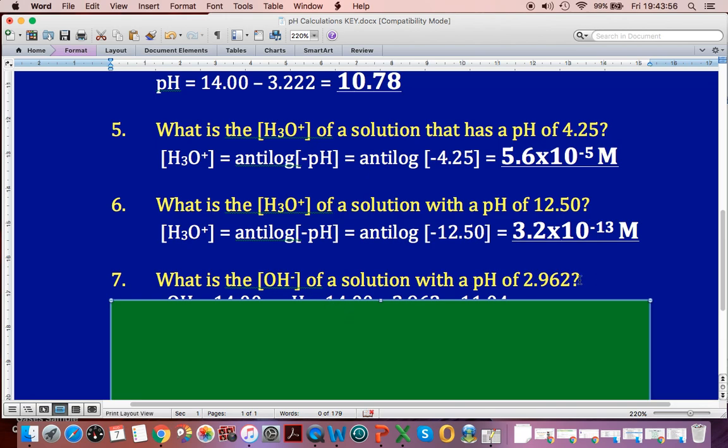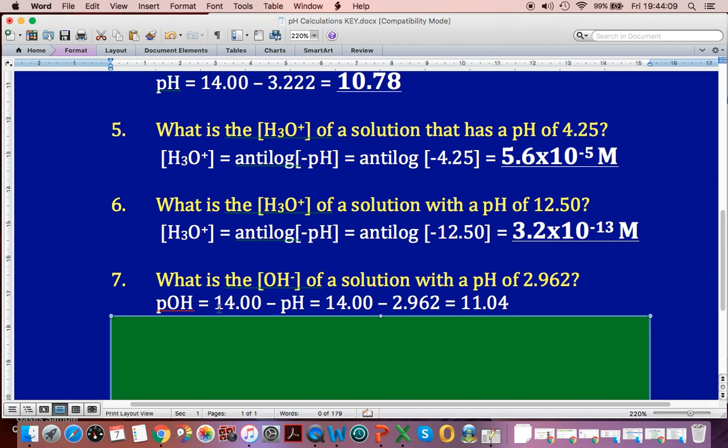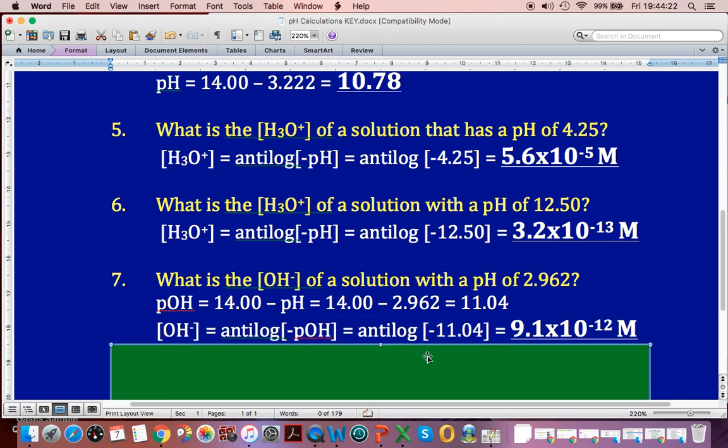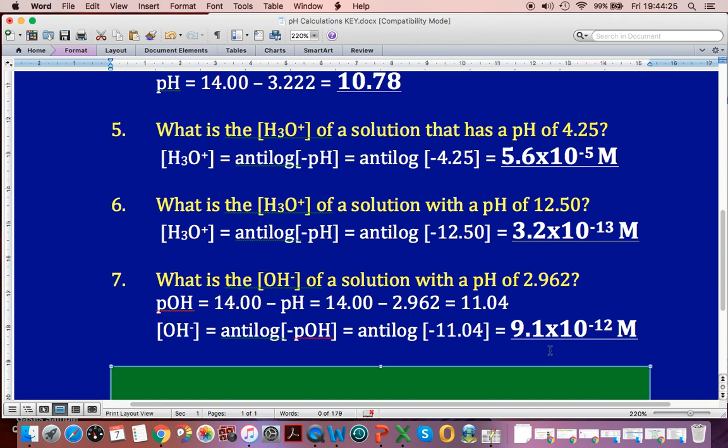So we're starting with pH, and we're trying to get to OH minus. We could do it in 2 ways using our little roadmap, and I think I've chosen the easier way to do it. So we're going to flip our pH to a pOH. 14.00 minus the pH gives us our 11.04, sig figs and all that. And now we're ready to anti-log the minus 11.04. And we get 9.1 times 10 to the minus 12 molarity. And that makes a lot of sense because we had a low pH. We can't have a lot of hydroxide there.